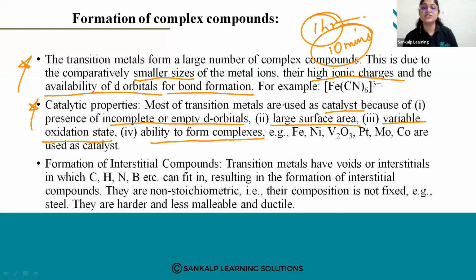So most of the transition metals, why are they used as catalysts? Incomplete or empty d orbitals, large surface area, variable oxidation state, and ability to form complexes. So these are the reasons why these elements are used as catalysts.